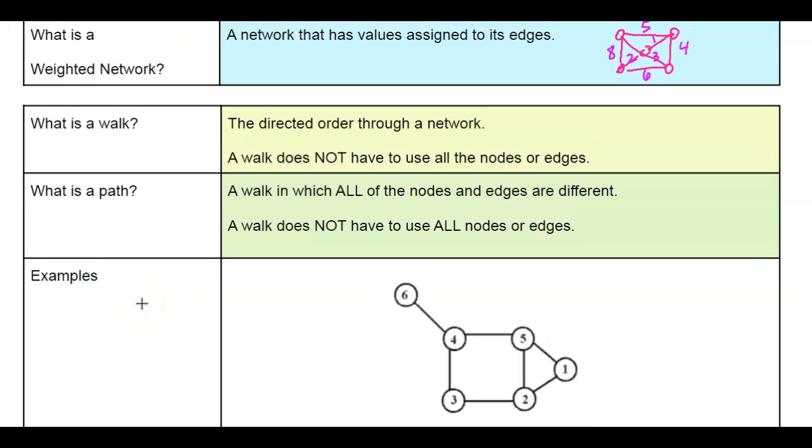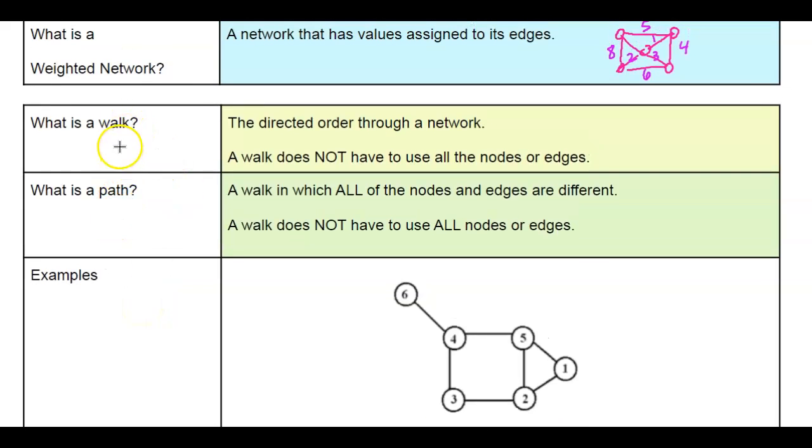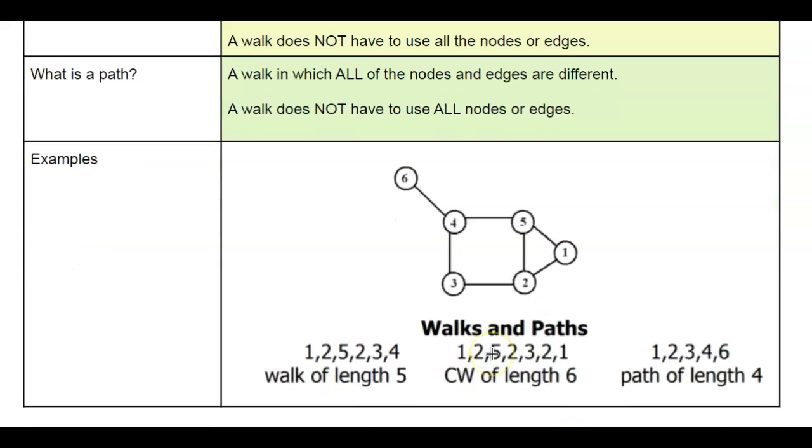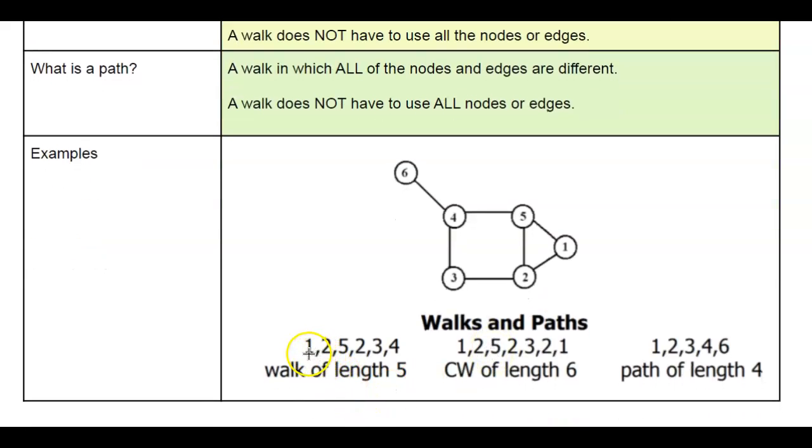There are two different words, and I might use these interchangeably by accident: a walk and a path. A walk is a directed order through a network. Looking down here, if I went from 1 to 2 to 5 to 2 to 3 to 4, that's going through here. I don't have to go all the way around, but it tells you the order that we're doing.